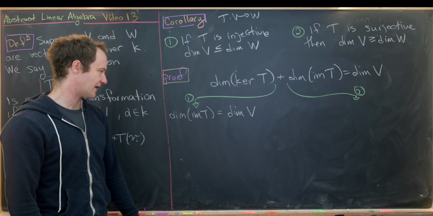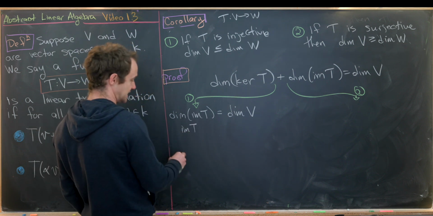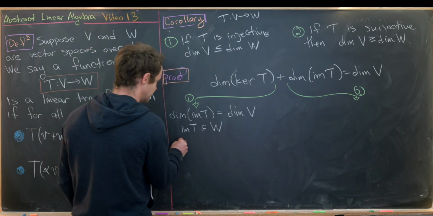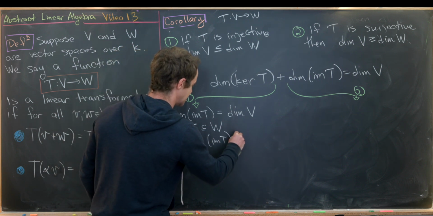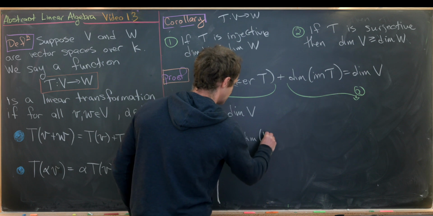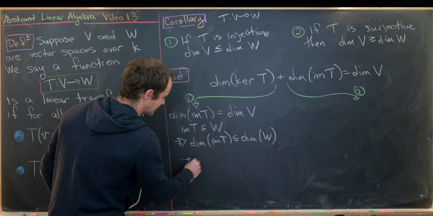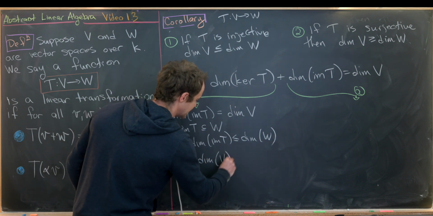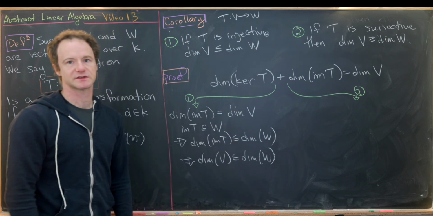Now last time the dimension of W and V were the same. We no longer have that. Okay, so now the image of T is a subspace of W. That tells us that the dimension of the image of T is less than or equal to the dimension of W. But now putting this all together, we see that the dimension of V is less than or equal to the dimension of W, which is what we needed for this one.